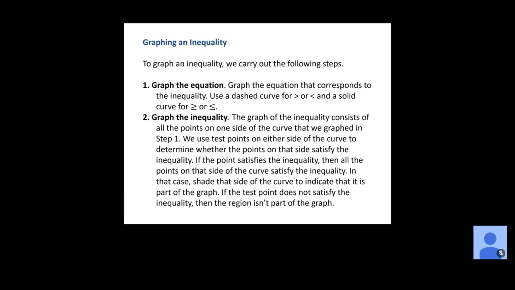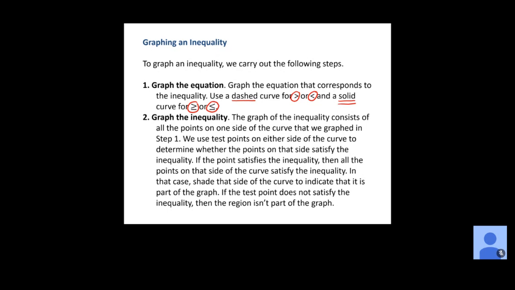Now, if you have a greater than or a less than, we have to make sure that the curve or the line is dashed. Okay, so we're going to make sure we use a dotted or a dashed line for those. If instead we have greater than or equal to or less than or equal to, then we're going to make it a solid line instead. So that's the one key difference between just graphing a regular equation and an inequality now, is we have to make sure if it's just greater than or less than, it's dashed. If it's greater than or equal to or less than or equal to, then we make it solid instead.